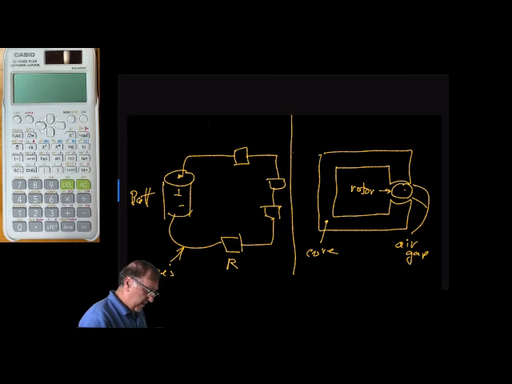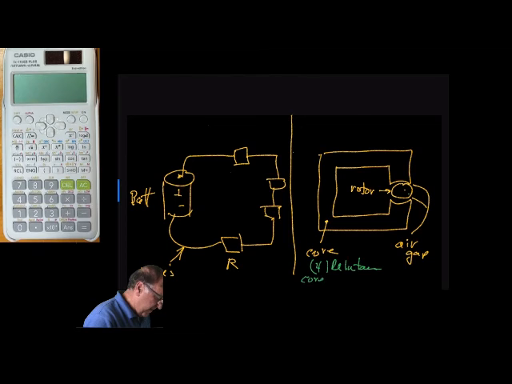If we draw an electric circuit in the physical world, we have a battery, resistances, and wires. In the mechanical world, we have a core, a rotor, and air gaps, and those are all reluctances. So we have 4 reluctances, just as we have 4 resistors. So it's the core and 2 air gaps, here, here, and here, and the rotor.